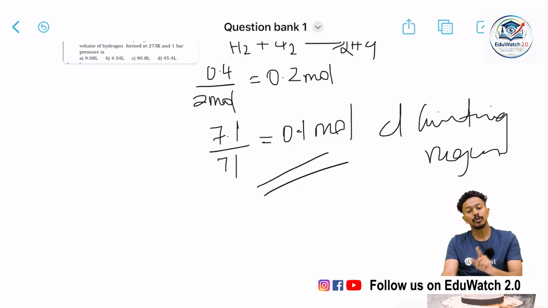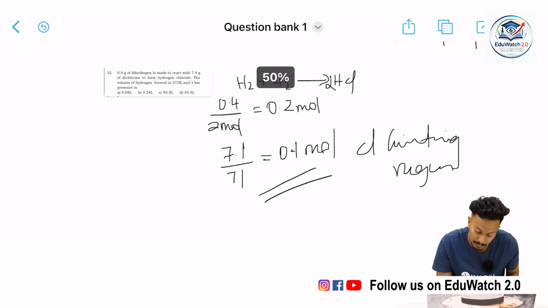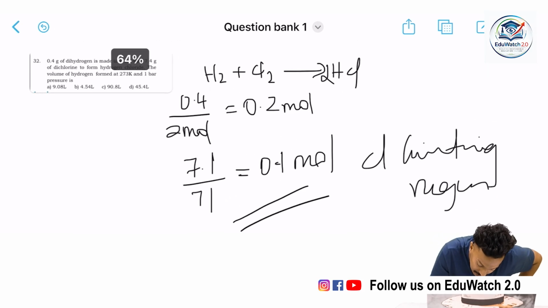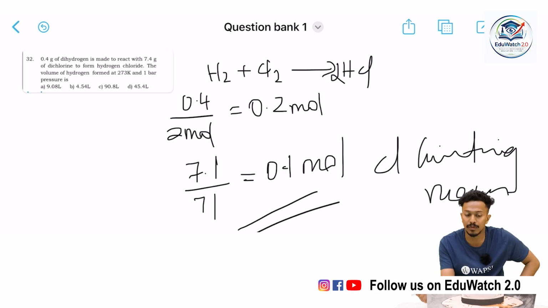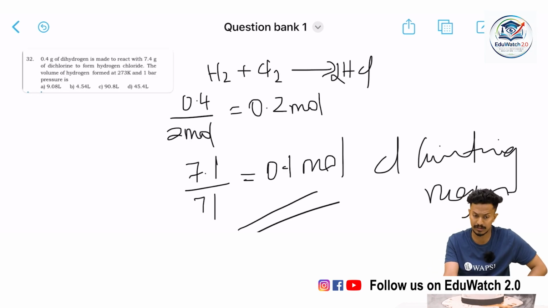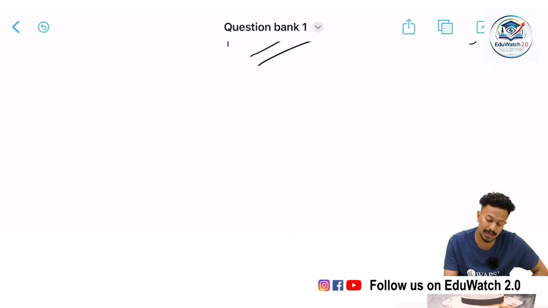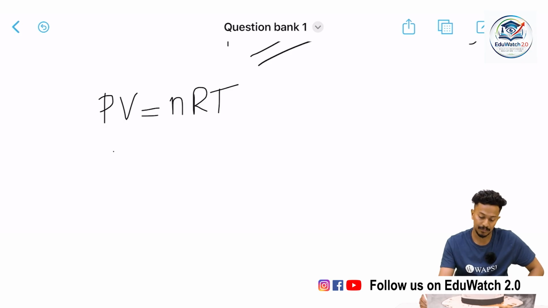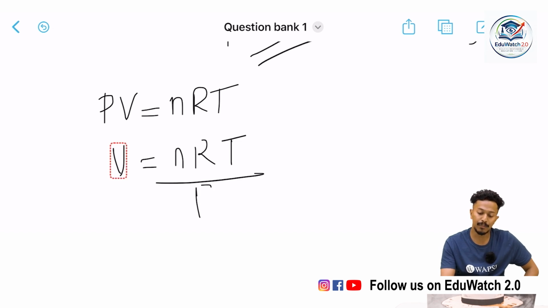So here 0.2 moles of HCl will be present. Okay, 0.2 moles of HCl is formed. We do know that 0.2 moles of HCl are present, so we could easily calculate the volume by the PV equals nRT equation. Okay, so PV is equal to nRT. V is equal to nRT by P.